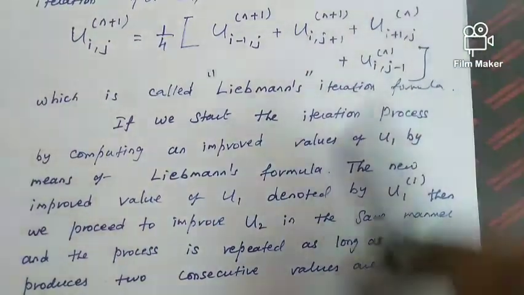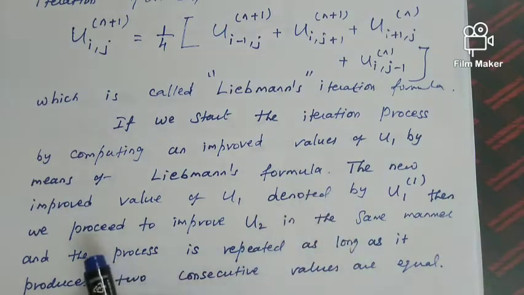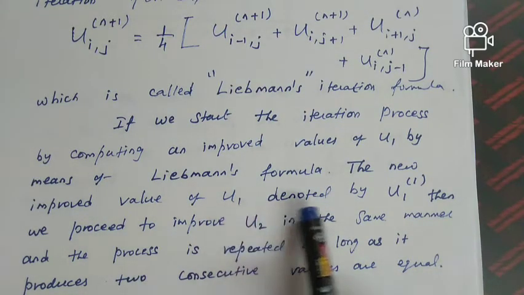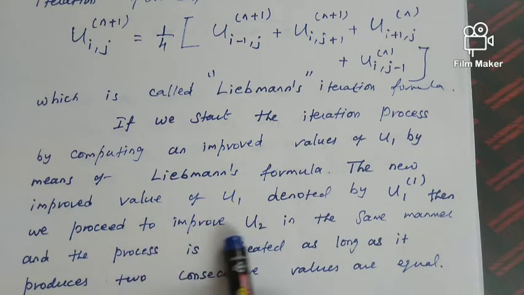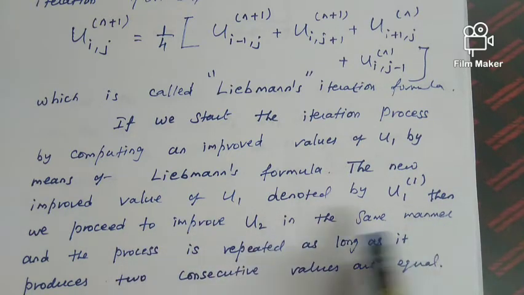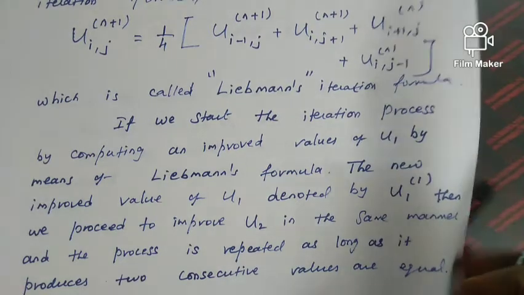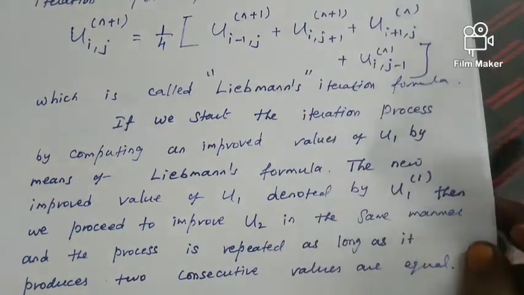by means of Liebmann's formula, the new improved value of u1 is denoted by u1^(1). Then we proceed to improve u2 in the same manner, and the process is repeated until it produces two consecutive values that are equal. So this is the process for the solution of Laplace equation.